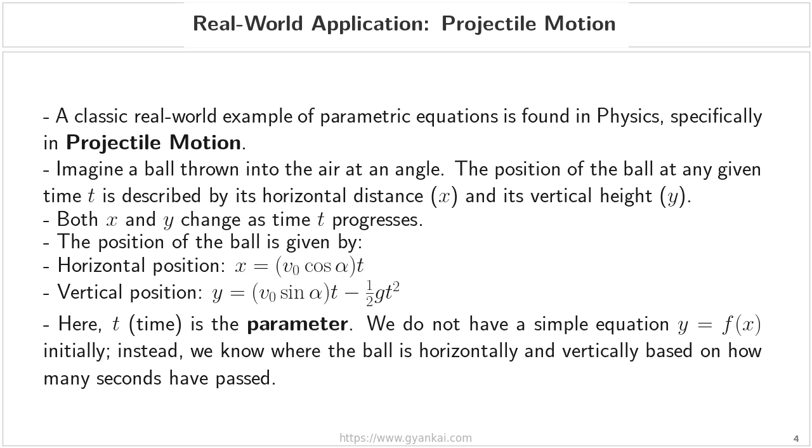Notice that we do not start with a simple equation where y is a direct function of x. Instead, we determine where the ball is located both horizontally and vertically based on how many seconds have passed since it was thrown. Having seen this physical application, we will now move on to a purely mathematical example to see how these equations define a curve on a graph.